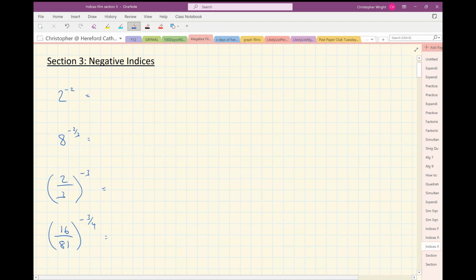Right, welcome to section 3. In section 3, we're going to look at negative indices. We're going to restrict ourselves to numerical expressions with negative indices. In section 4, we'll be looking at algebraic expressions. So, in this section, we are looking at things such as 2 to the power of minus 2, or 8 to the power of minus 2/3.